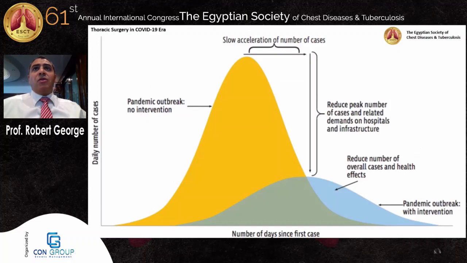Just a quick reminder of what happens during the exposure. It happens in three phases, I beg your pardon. Phase 1 is when there is a pandemic outbreak and there is then a reduction and then a further reduction in the number of overall cases.